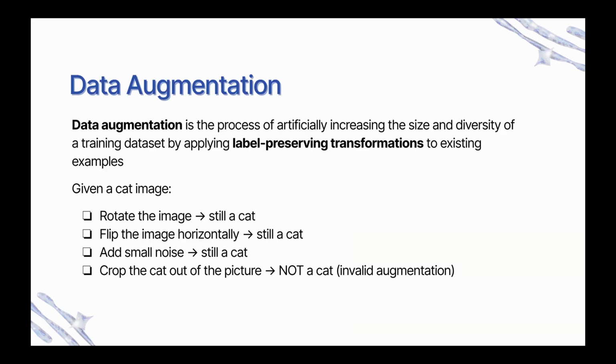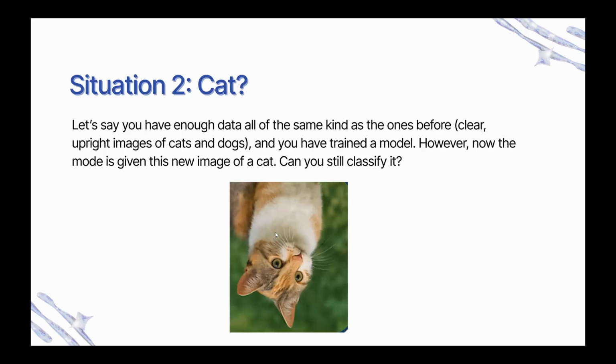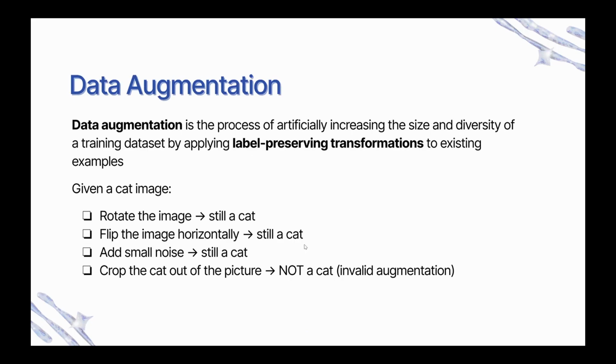So given a cat image, right? If you rotate the image, it's still a cat. If you flip the image horizontally, it's still a cat. If you flip it upside down, it's still a cat, whether it's right side up or upside down. If you add noise to the image, like if you just inject a bunch of Gaussian noise, it's still a cat. But what if you crop the cat out of the image? It's not a cat anymore, right?